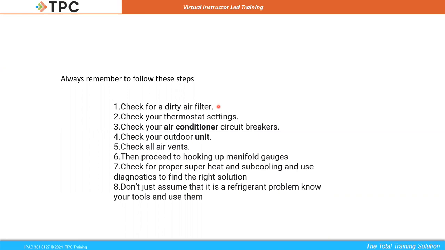Check your thermostat settings. Unfortunately, older people, including myself, sometimes forget. If your thermostat setting says off or on, that doesn't always mean the unit's running. It could be just circulating air and it's not set to a lower temperature to circulate and cool or temper the air through the system. Check your air conditioning circuit breakers. Check your outdoor unit, making sure that you have proper airflow going across there.